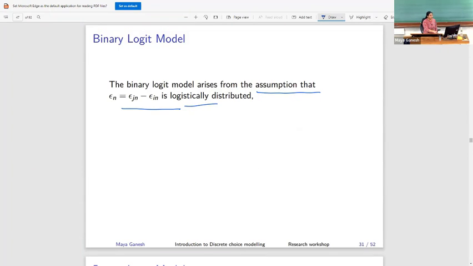Let me look at the chat box. So these are the CDF and the PDF, the cumulative distribution function and the density, of a logistically distributed variable.